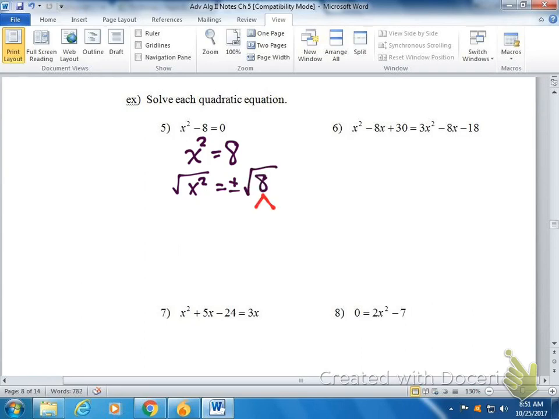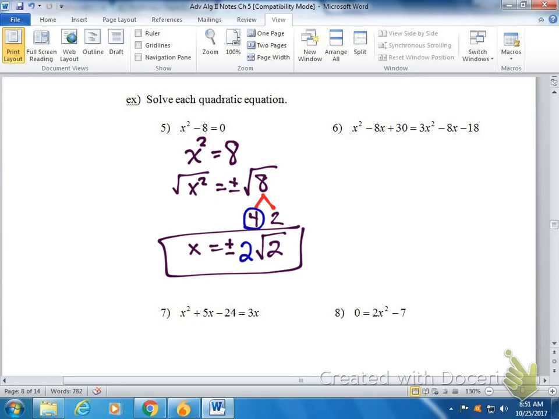So 8 can be broken up into 4 and 2, and wait a second, I just said on the previous page that I'm going to use the pairs, but right now, the square root of 4 becomes a perfect 2. So this square root of 4 becomes 2 times the square root of 2. So my answers are plus or minus 2 root 2.